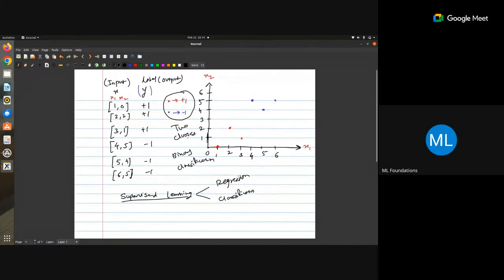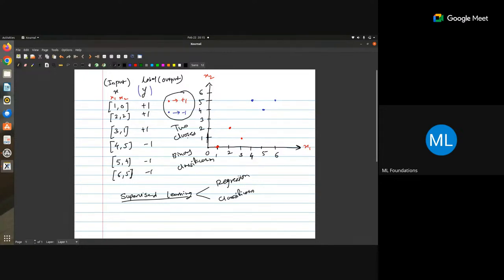Okay, so this is the data set. When we have labels, we call it supervised, and when we do not have labels, we call it unsupervised. So in this case, it is a supervised learning problem. Now, this is what we know. For example, when the point on the data set is 1, 0, I know the label corresponding to that point is plus 1. When the data point is 2, 2, I know the label corresponding to it is plus 1, right? So like that.